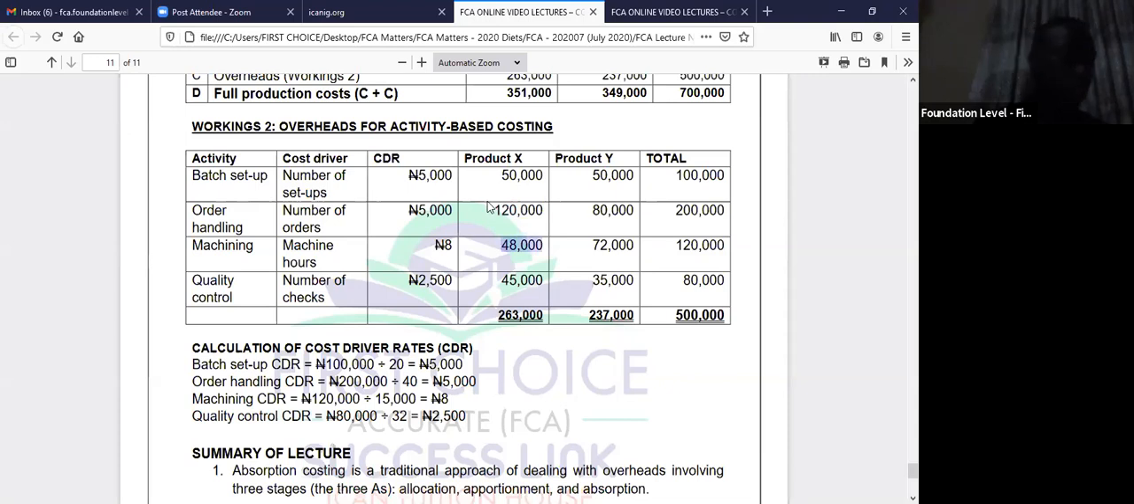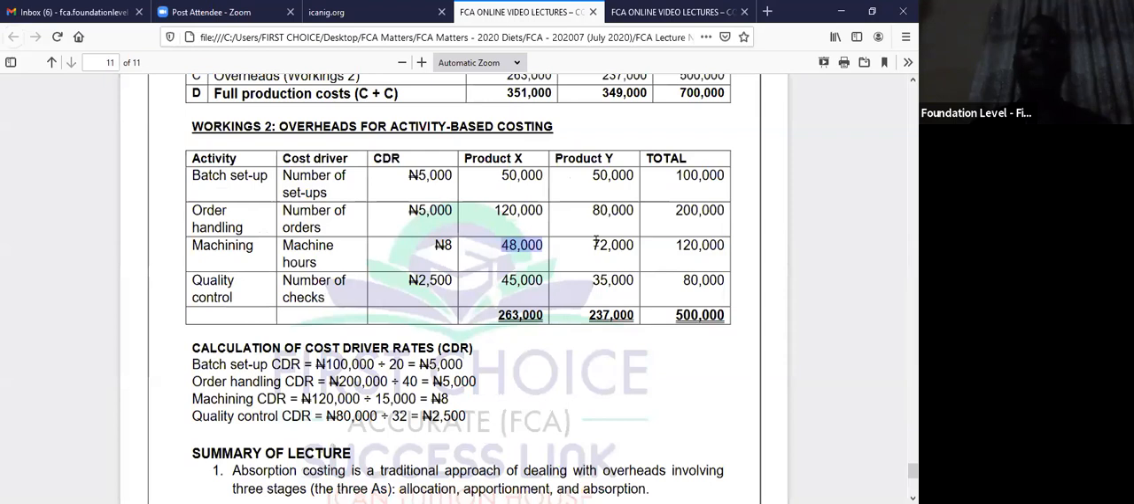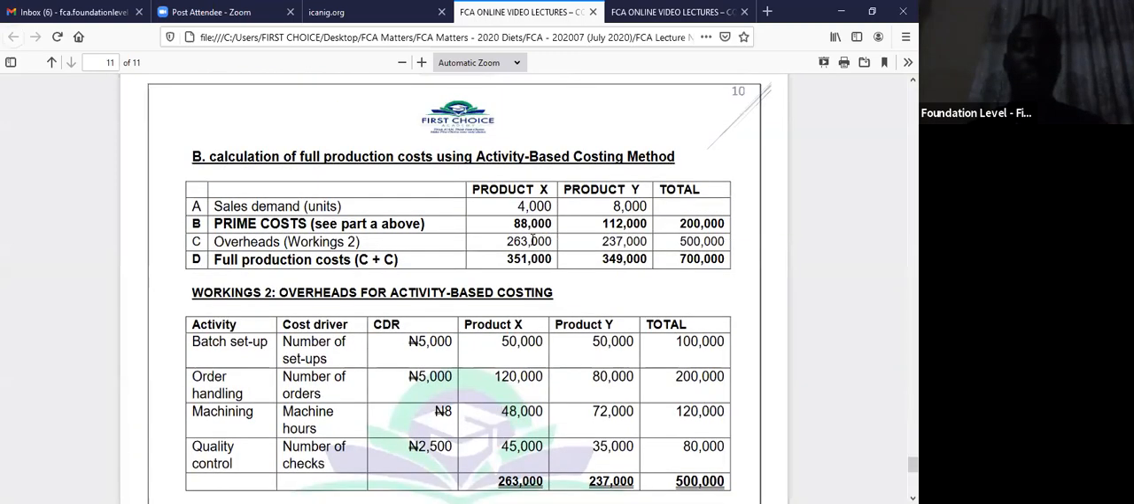We can also do the second one. 8 multiplied by how many? 9,000. That is how we got our 72,000, which we got here. When you add these two together, it should give you this total. So when you do for all of them, you find the total cost, 263,237. So you take it back to the question.